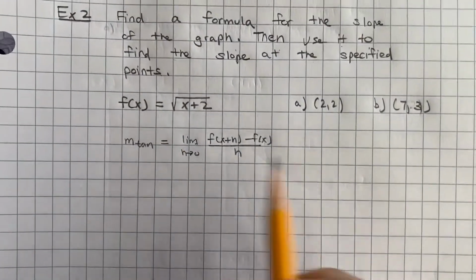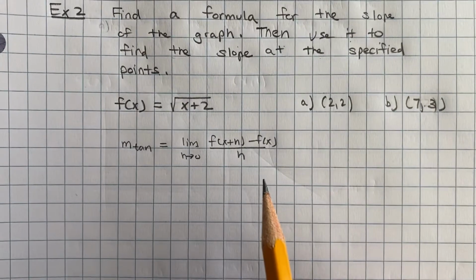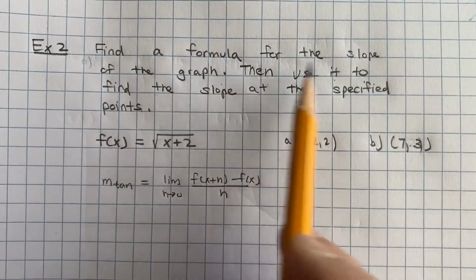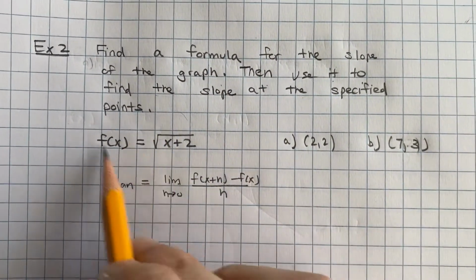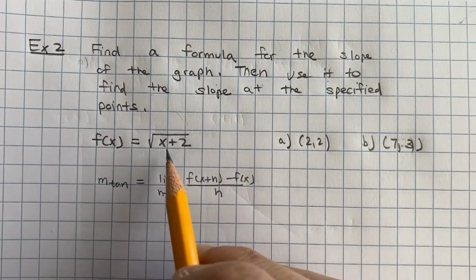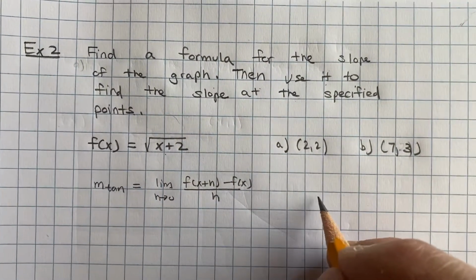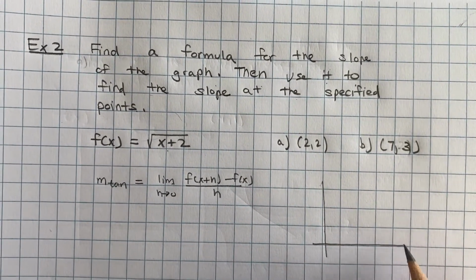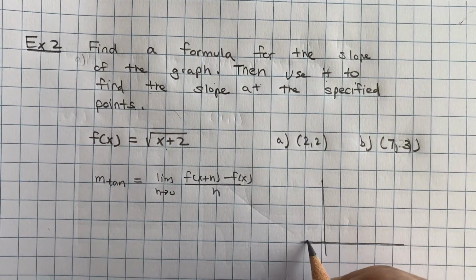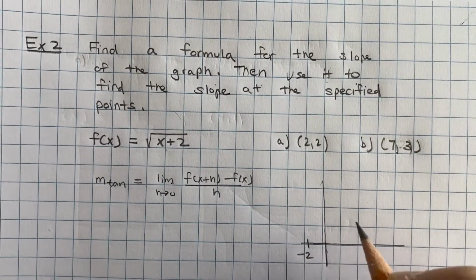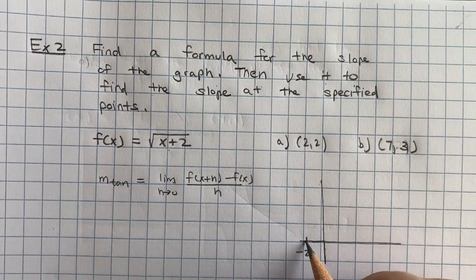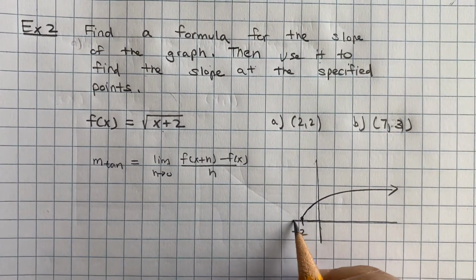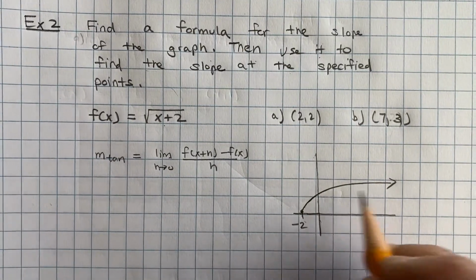And so, let me give you a pictorial or graphical representation of what's going on first. It's saying find a formula for the slope of the graph. So this right here is your square root function shifted 2 units to the left, using my transformation. So here's my graph, and maybe we'll call this -2. Okay, so my graph is roughly going to look something like this. There's my square root function. It starts at -2, domain is -2 to infinity.